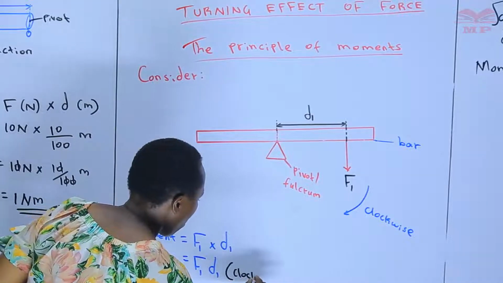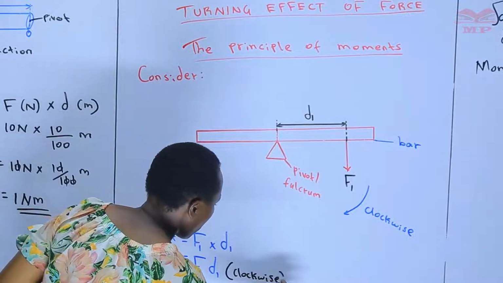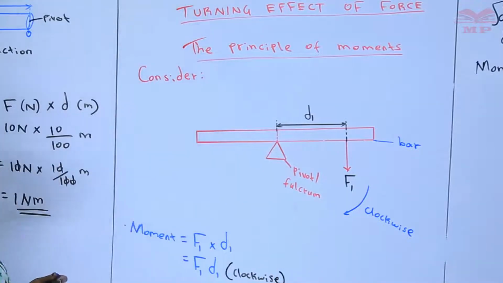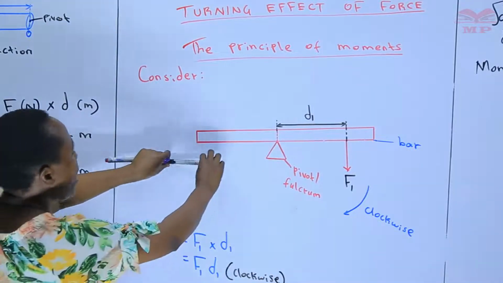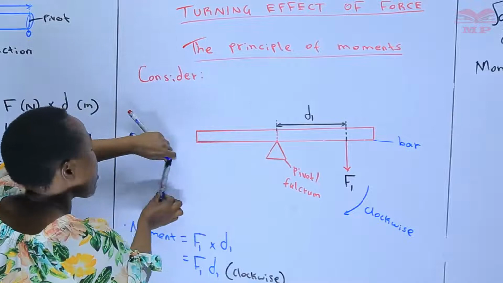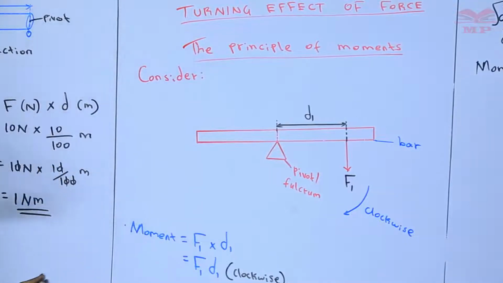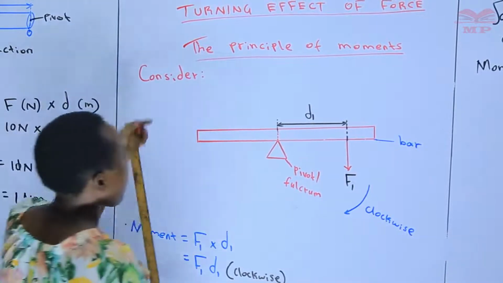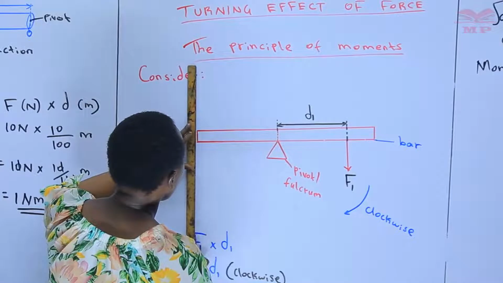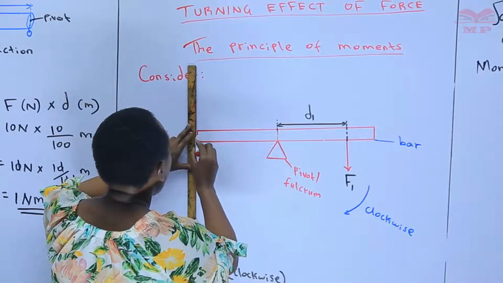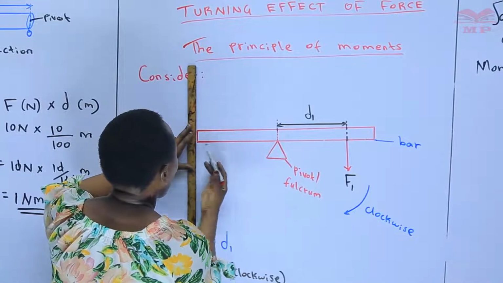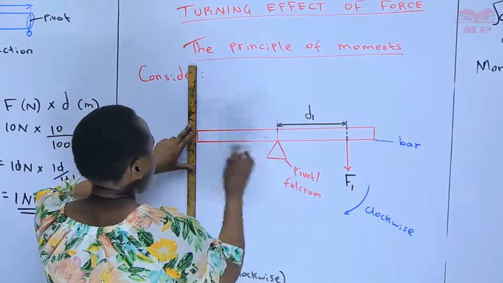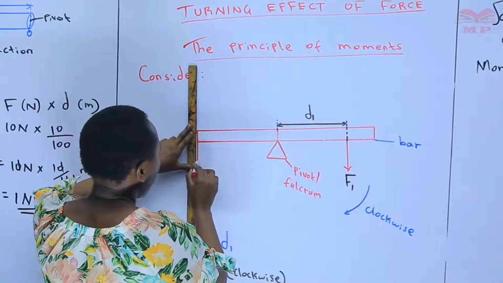So this is clockwise, because if we have this single force, it's going to make the bar turn in a clockwise direction. Now let's say we have another force on this other end. Let's see what will happen. So if we have another force, we can even have it at this point. So we are having it towards the left side of the pivot, downward.